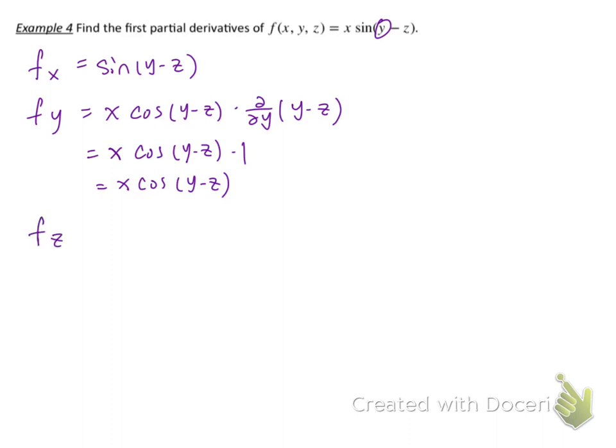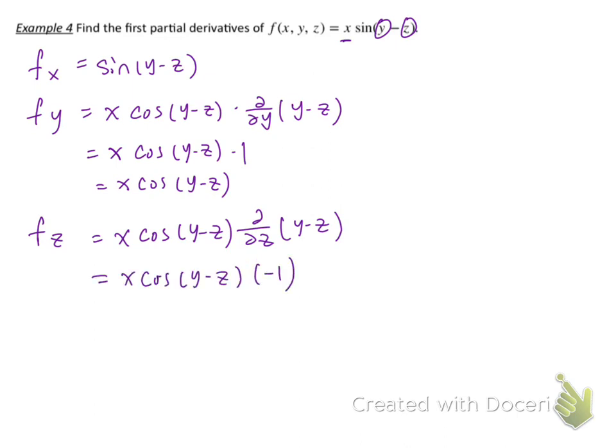See, finally, f partial z will be sort of the same thing. You are differentiating with respect to z. X is the coefficient and your z sits in the sine. So you copy the coefficient, you take the derivative of sine, you get cosine of (y minus z). Then you are doing the chain rule by passing the derivative on the y minus z part. And that will give you a minus 1. So f partial z will be negative x cosine of (y minus z).